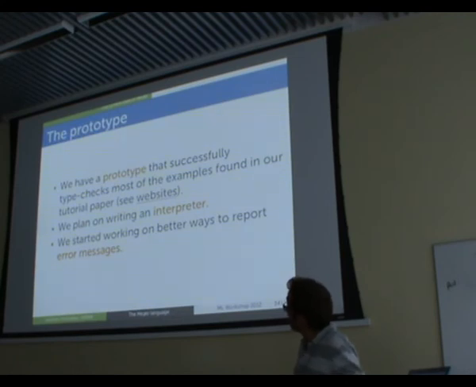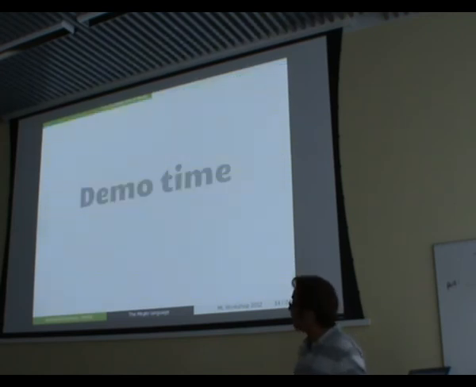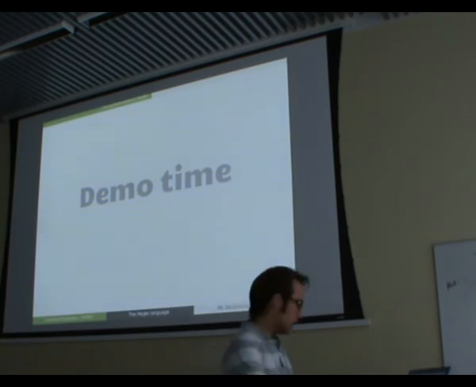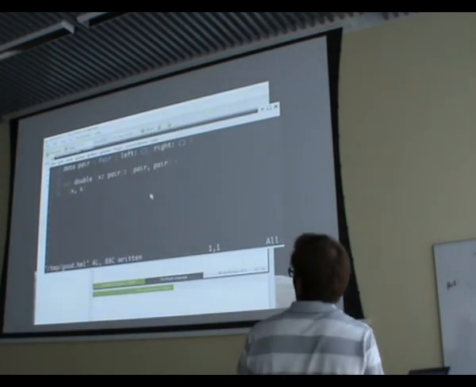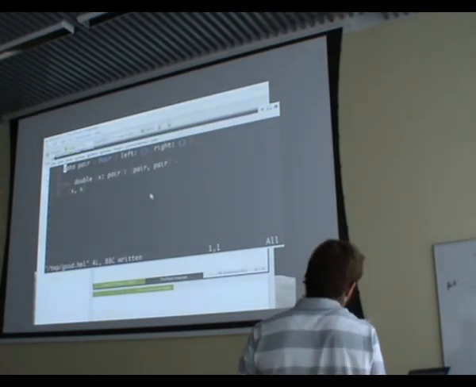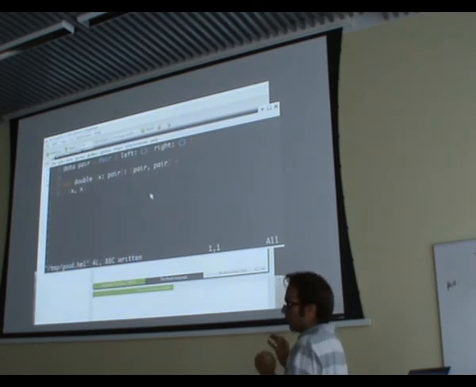We have a prototype that successfully type checks easy examples. We may write an interpreter later on to actually run the programs, and we have better ways to report error messages. I'm now going to show you a very, very small example because I'm running out of time. And that should hopefully convince you that it's not a fake language, that it actually exists. So here's a Mezzo program. It's really super simple.